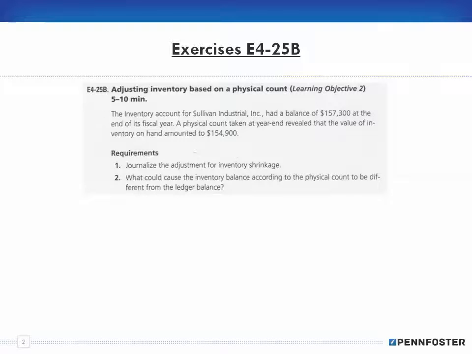Get my pen. All right, it says inventory, adjust inventory based on the physical count. The inventory account for Sullivan Industry had a balance of $157,300 at the end of its fiscal year. So the inventory account, that's on the general ledger. That's not the physical inventory. A physical count taken at year end revealed that the amount was $154,900. It says journalize the adjustment for the inventory shrinkage.